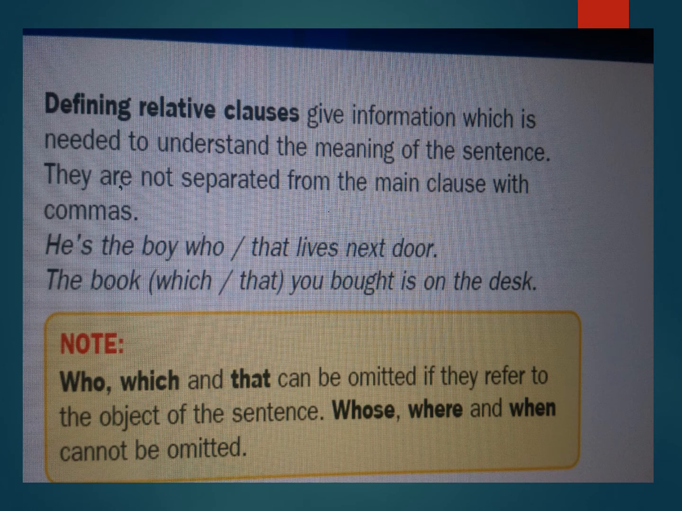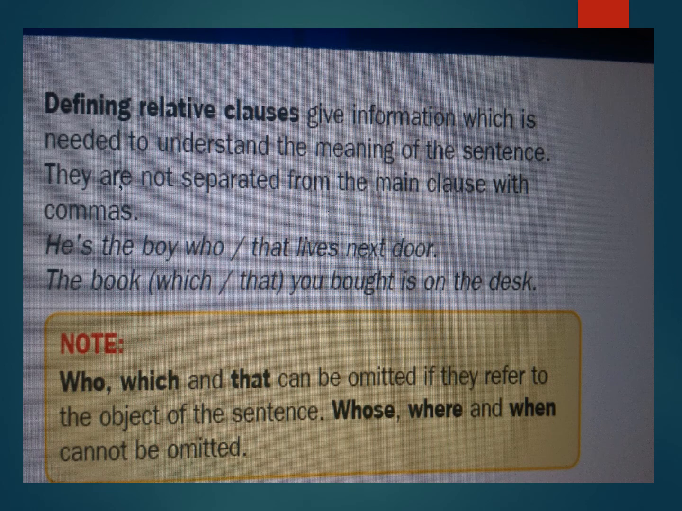Now I want someone to tell me, here in the second sentence, is Ali the subject or the object of the sentence? The subject. Is it the subject or the object of the sentence? Yes? The object. The object of the sentence. So we can cross out the relative pronoun when we join it.